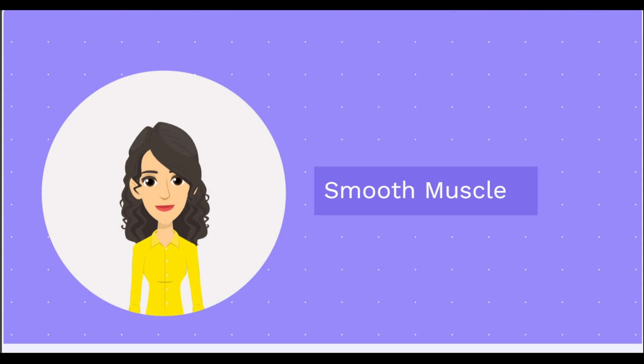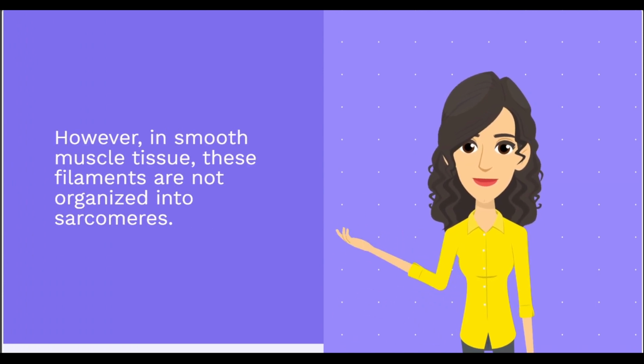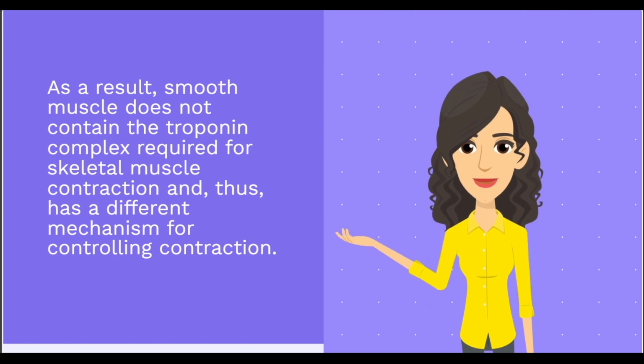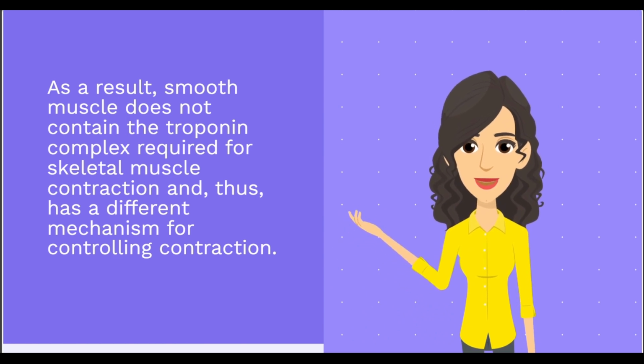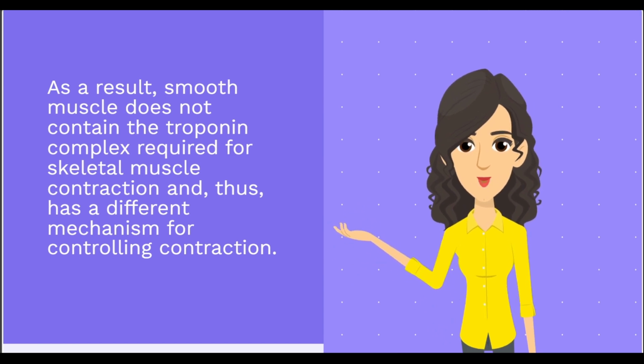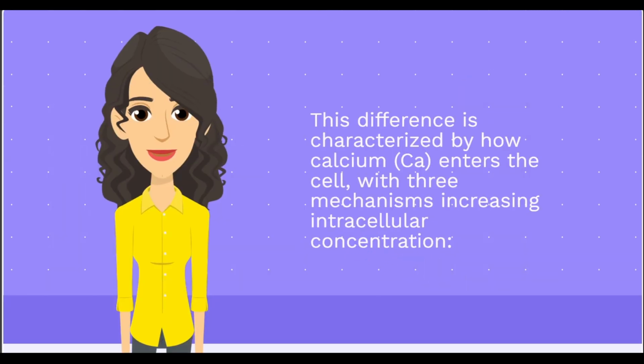Smooth muscle. The same thin and thick filaments discussed in striated muscles are present in smooth muscles. However, in smooth muscle tissue, these filaments are not organized into sarcomeres. As a result, smooth muscle does not contain the troponin complex required for skeletal muscle contraction and, thus, has a different mechanism for controlling contraction. This difference is characterized by how calcium, Ca, enters the cell, with three mechanisms increasing intracellular concentration.